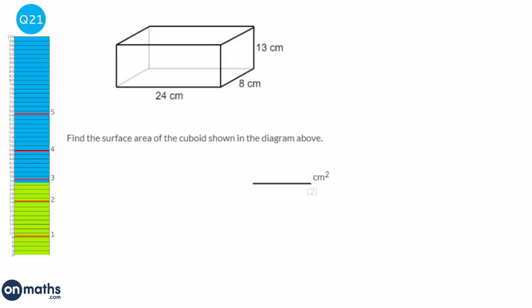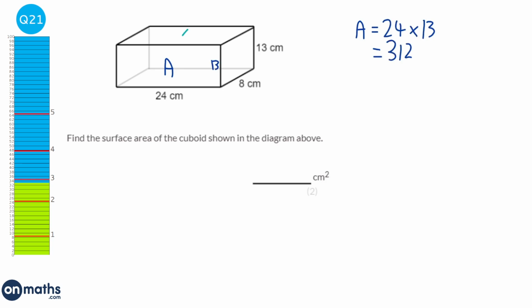To find the surface area of the cuboid, I'm just going to label the faces and do them individually. So we've got A, which is 24 by 13. So we're going to do 24 times 13, which is 312.